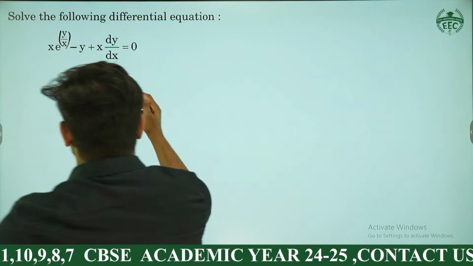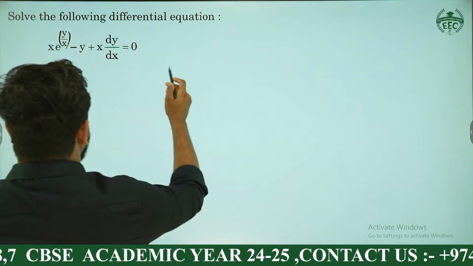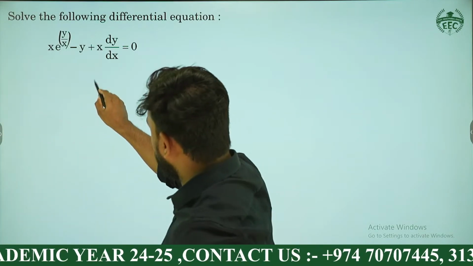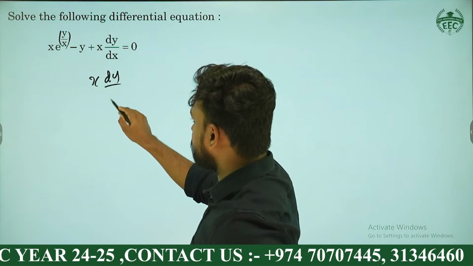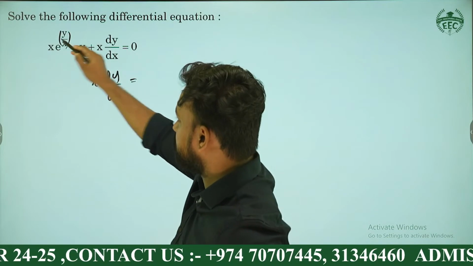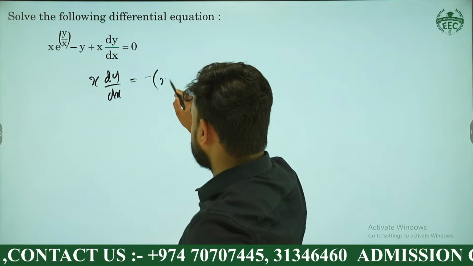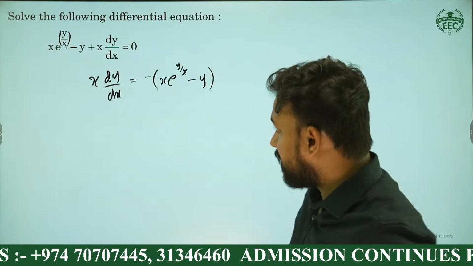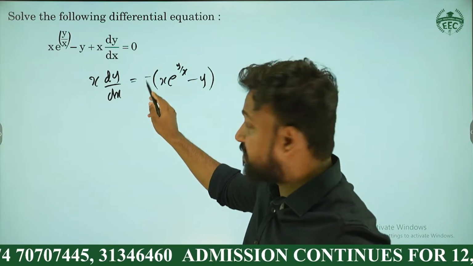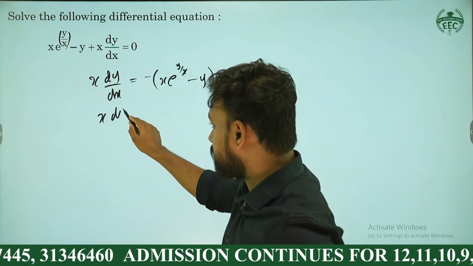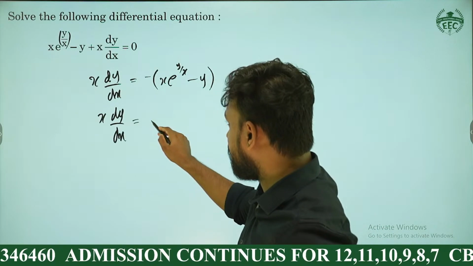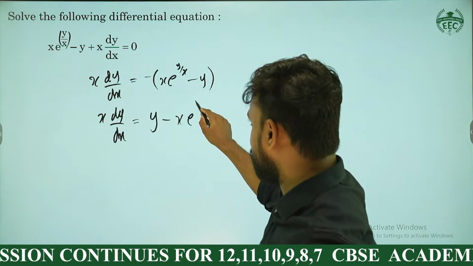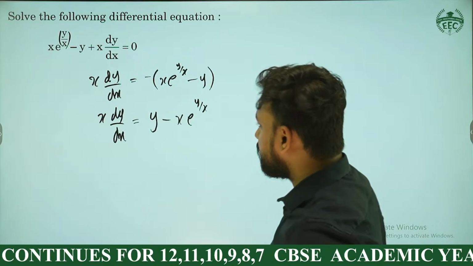So how will you do this? Listen carefully. There is dy by dx. I need dy by dx. So I'm going to write x into dy by dx, and take this term to that side: negative of x e raised to y by x minus y. So if I open this bracket with this negative, what happens? x into dy by dx becomes, this negative becomes positive y, and this positive term becomes negative x into e raised to y by x.